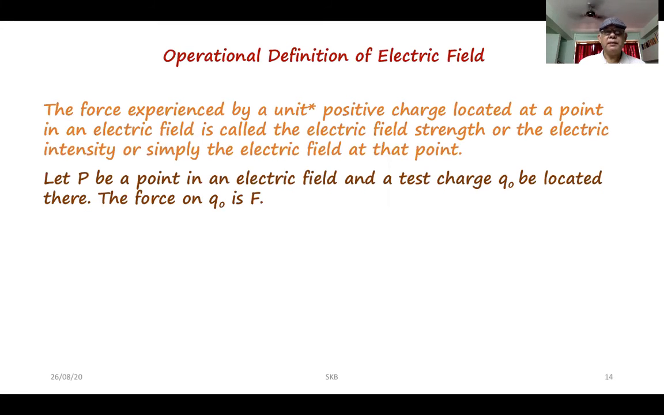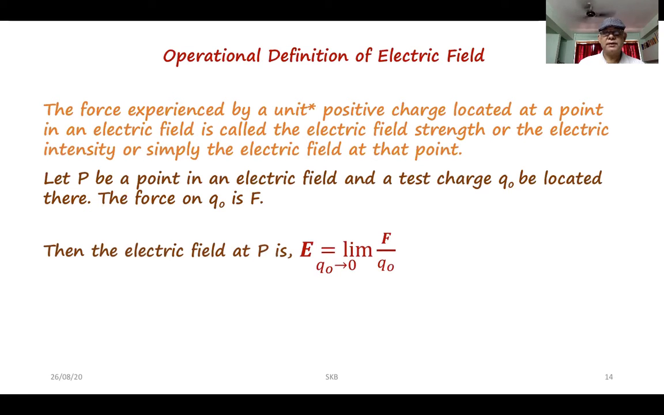Let P be a point in an electric field and a test charge Q0 be located there. The force on Q0 is F. Then the electric field at P is the limit as Q0 tends to 0 of force F divided by test charge Q0. Usually, capital E is used to denote an electric field.